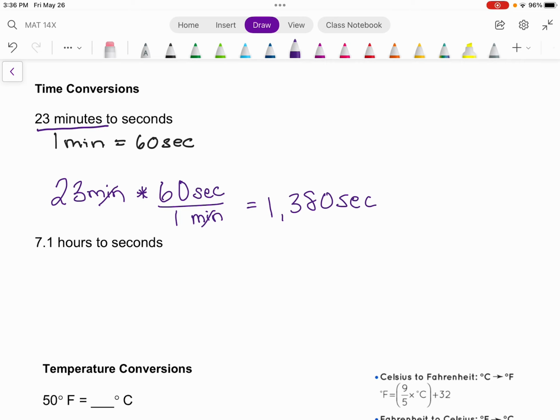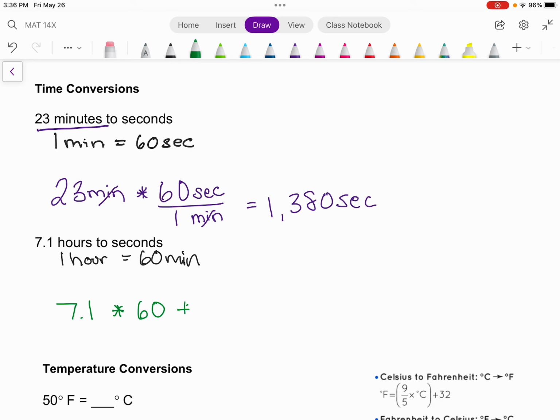This thinking then lets us go even further jumps. So if we want to go from hours to seconds, we're going to keep that 1 minute to 60 seconds in mind, but we're also going to keep in mind that 1 hour is equal to 60 minutes. And so if I'm working my way through this, I'm starting with the 7.1 hours. And then in each of those hours, there are 60 minutes. So 7.1 times 60 would get me the number of minutes in 7.1 hours.